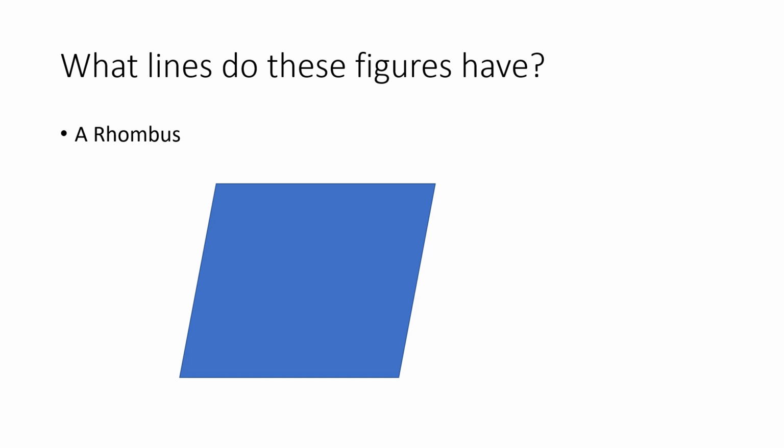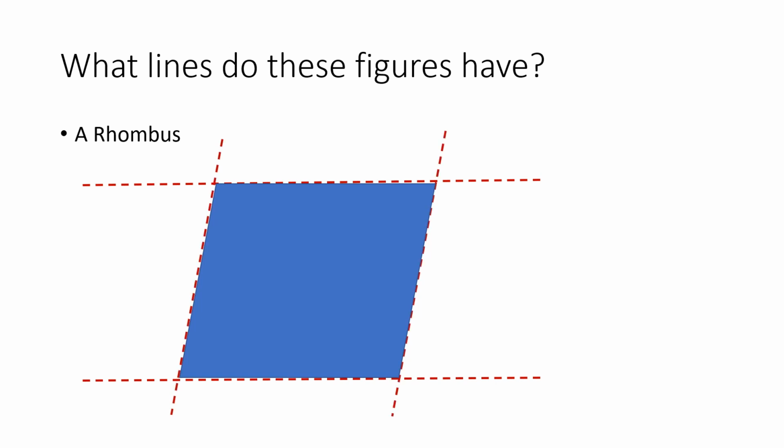What lines does a rhombus have? The horizontal lines are parallel to each other. The vertical lines are parallel to each other. What is the angle between them? It is not 90 degrees. So, a rhombus is only made up of parallel lines. If the angles in a rhombus becomes 90 degrees, then a rhombus becomes a square.